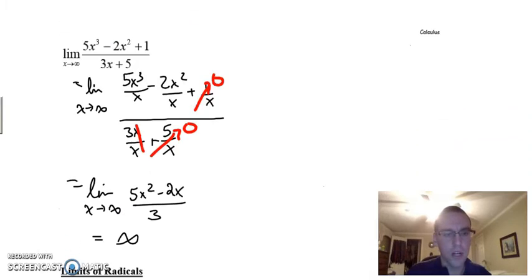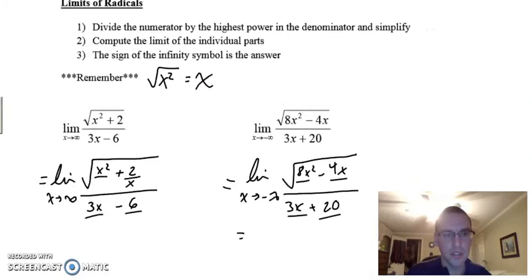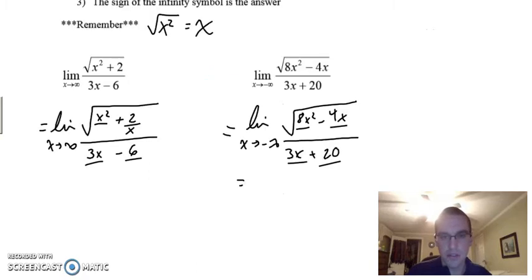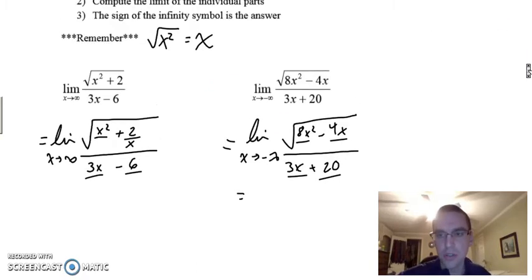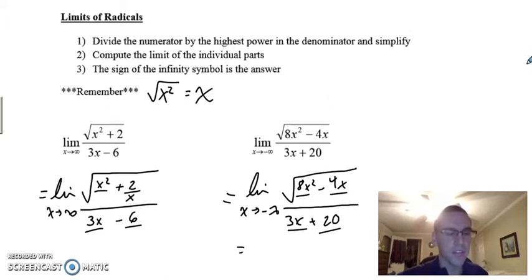And so now we're going to go on to the limits of radicals. So the last little bit that we're going to do is talk about the limits of radicals and the end behavior of them. So look at the steps. Divide the numerator by the highest power. Compute the limit of each individual part. And the sign, only when dealing with radicals, is a symbol of the infinity sign.